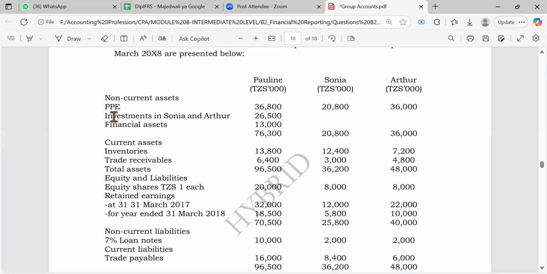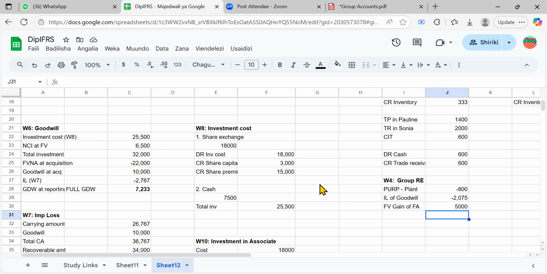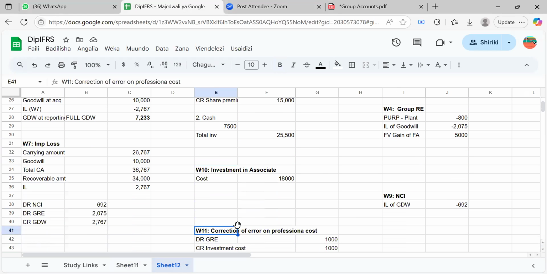Then we go on. The second line, investment in Sonia and other. Okay, I think this one became zero, so we don't need to deal with the 18. Then also for financial assets, we already have our 18. You did it. Then maybe we had our thing here. What did we have here? We had the investment in associate. It was in working 10, right? Let's finish it. Yes, working 10 is here. Now, whenever you are dealing with the investment in your associate, it is very simple.